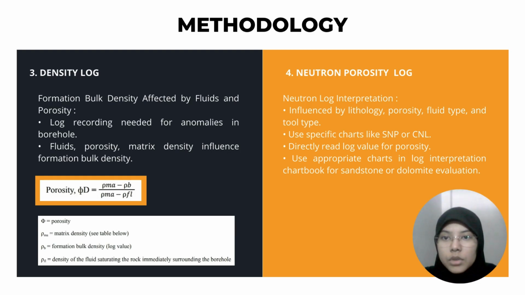Neutron porosity uses specific charts like SNP or CNL, and it also directly reads the log value for the porosity. The appropriate chart is used in log interpretation, for sandstone or dolomite evaluation.